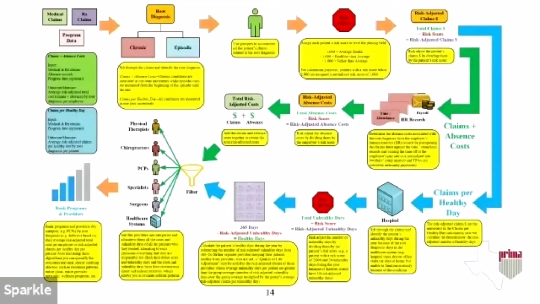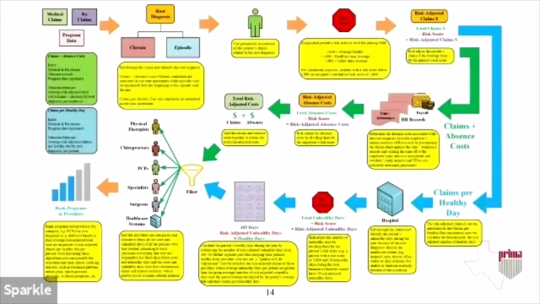For the claims plus absence cost solution, for chronic conditions, we look at it in a 1-year increment. For the episodic ones, we look at it from the beginning of the episode until the end. For the claims per healthy day solution, we look at everything in 1-year increments. Once we identify that root diagnosis, the algorithms sift back through the claims and accumulate all the medical and pharmacy claims related to that diagnosis. So if we're looking at diabetes and the person breaks their leg during the year, we're not going to include the claims from the broken leg with the diabetes calculation.